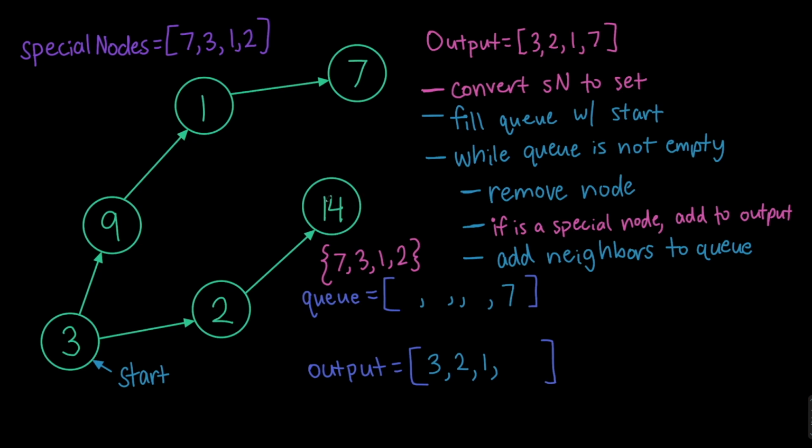There's actually nowhere you can go if you're currently at the 14 node. So we don't have to add any children or neighbors onto the queue. Okay, that completes this iteration. Now we go to the next iteration.